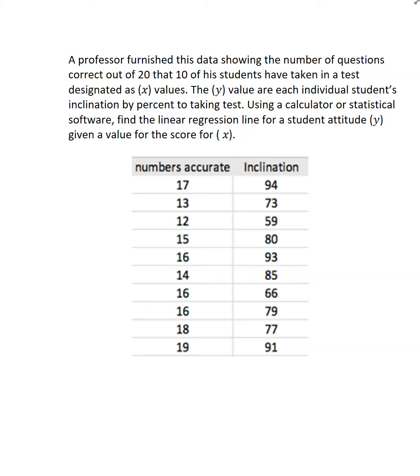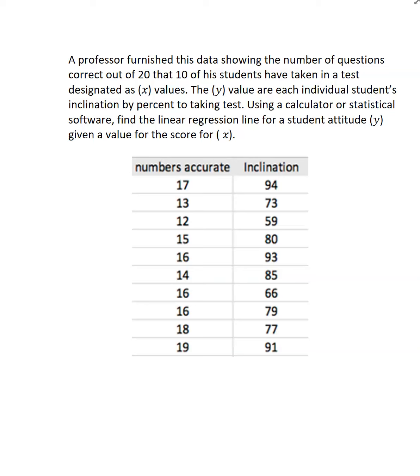A professor furnished this data showing the number of questions correct out of 20 that 10 of his students have taken in a test, designated as X values. The Y values are each individual student's inclination by percentage to taking tests. How much they are inclined, right? What percent they are inclined. They're 94% inclined. They are just 5% inclined. They are 70% inclined. So you understand that.